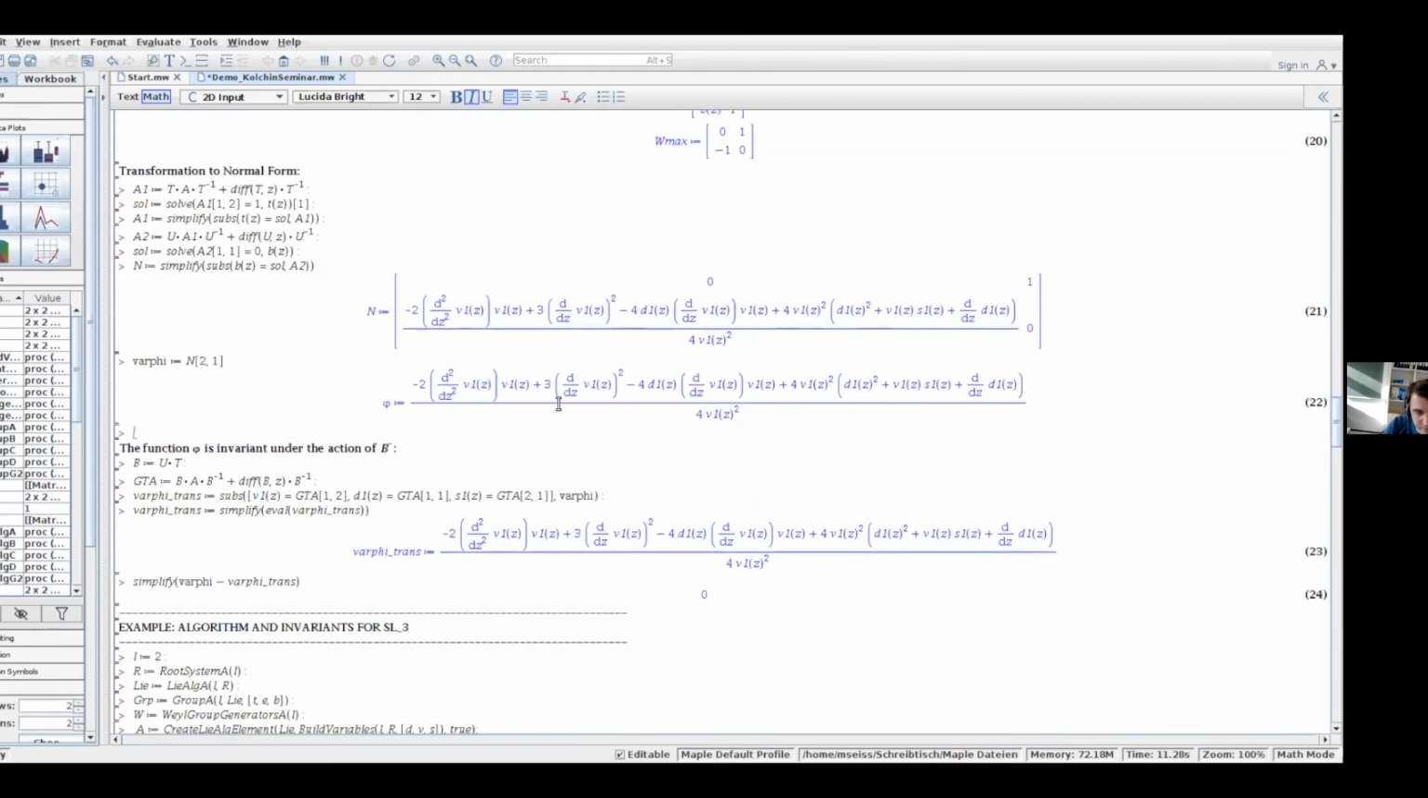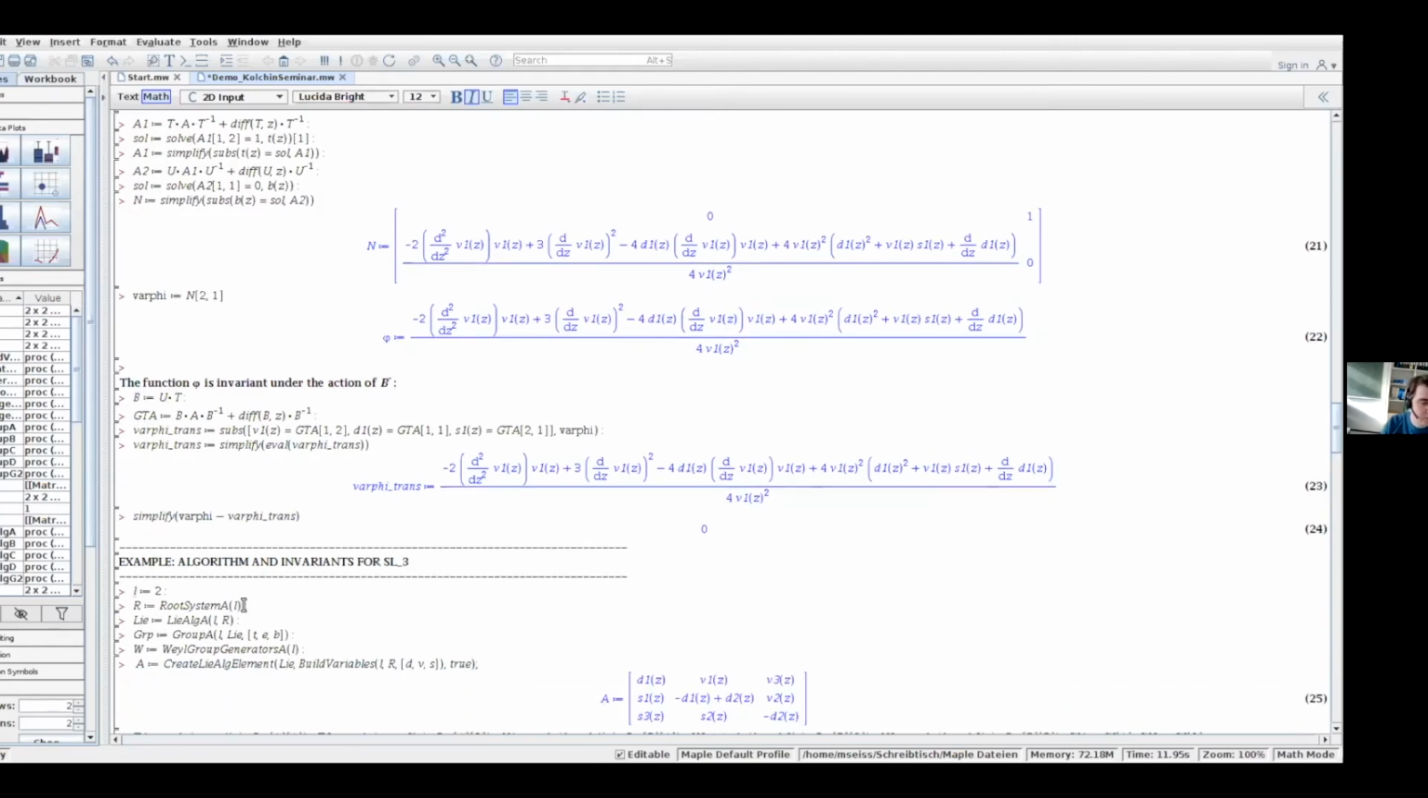Okay, let's check that phi is really invariant under the Borel subgroup. So here we have a general element of the Borel subgroup. We gauge transform A by this element. And now we simply substitute the corresponding entries of the matrix GTA into our invariant and simplify it. And here is the proof that it is really the same one. Just take the difference.